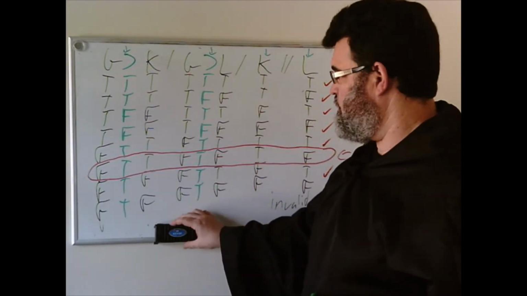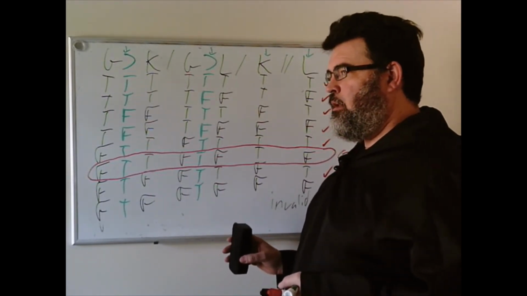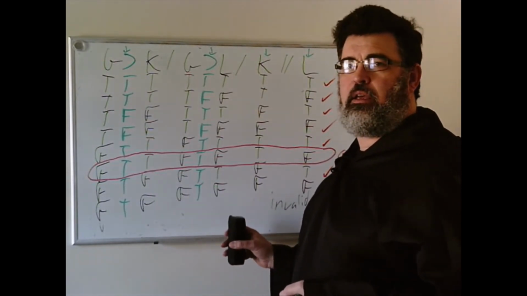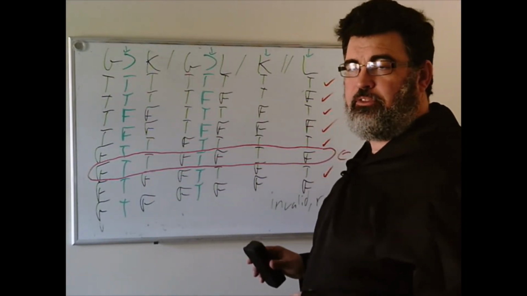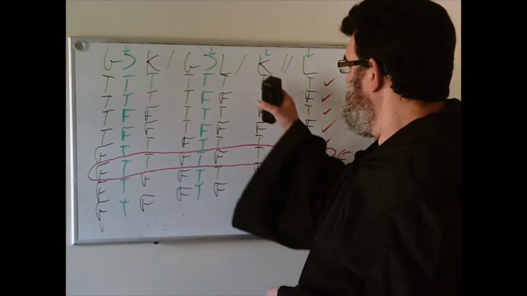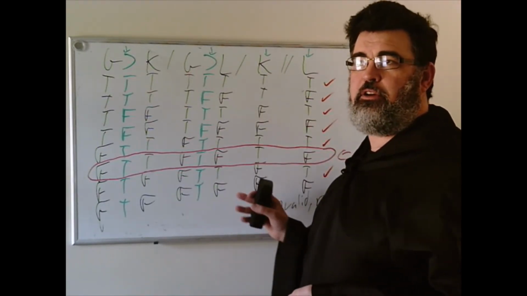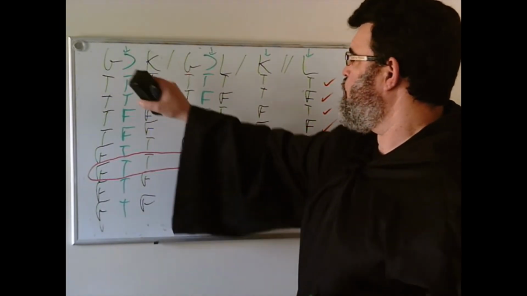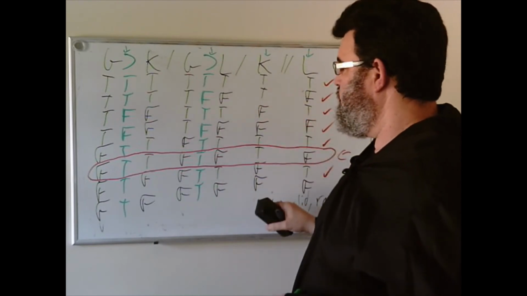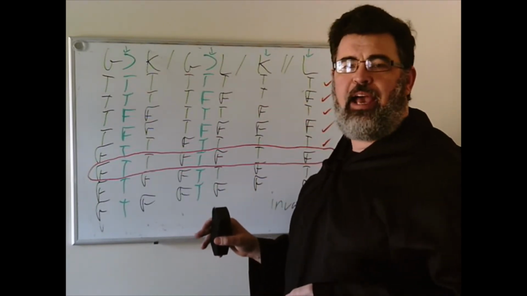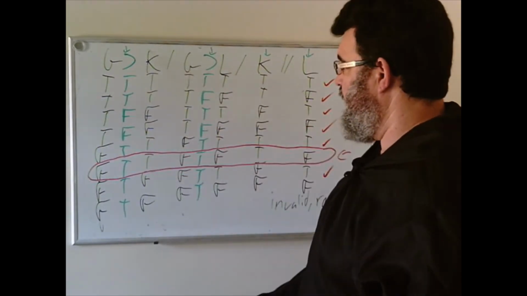Now, you might be wondering, well, wait a minute. Didn't you say in the last video about truth tables that the number of rows you have is equal to 2 to the power of the number of letters you have? So we have 1, 2, 3 letters. That means we have 2 to the 3rd power, which is 8 rows. Well, what if we had an argument with 4 letters? Well, then we would have 16 rows going down.